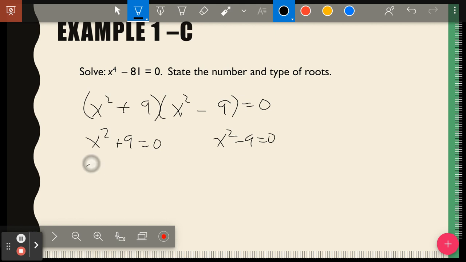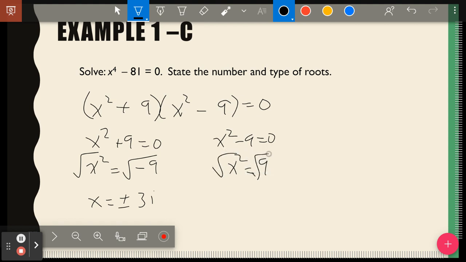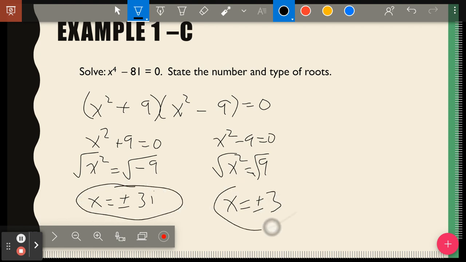I have minus 9 on both sides here. I square root both sides. I get x equals plus minus 3i. I add 9 on both sides. I square root. I get x equals plus minus 3. And so I have that answer and that answer. It's 2 real and 2 imaginary.